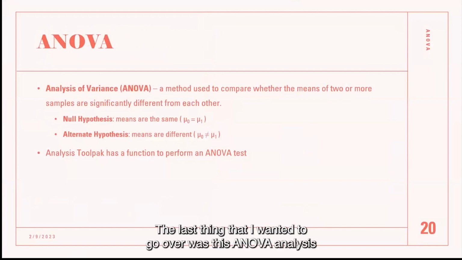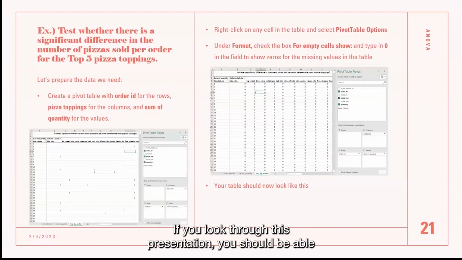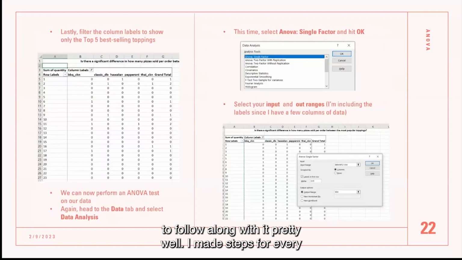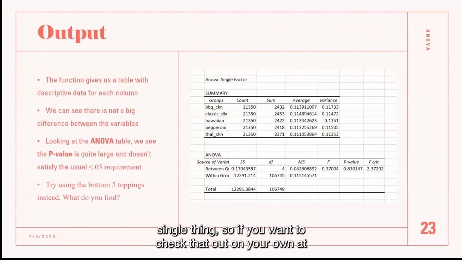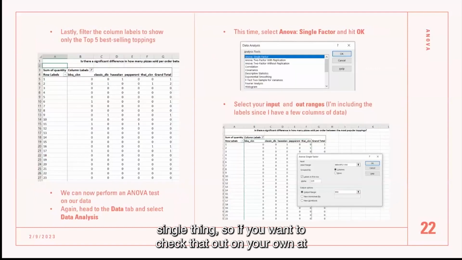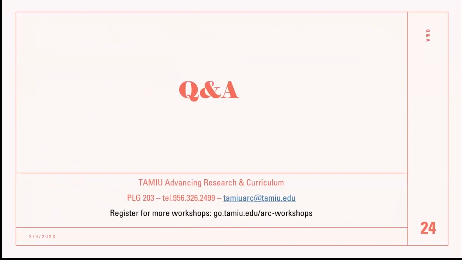The last thing that I wanted to go over was this ANOVA, analysis of variance. It's a statistical technique that you use to tell if there are differences in the mean of different samples of data. If you look through this presentation, you should be able to follow along with it pretty well. I made steps for every single thing. So if you want to check that out on your own at home, you can go over this information here.